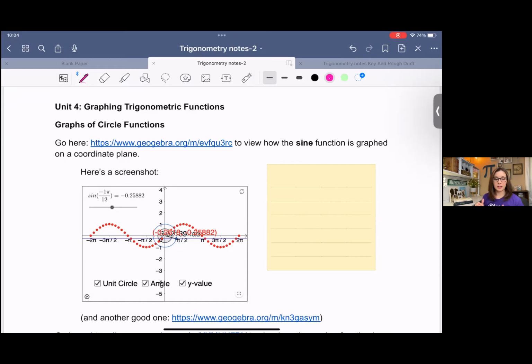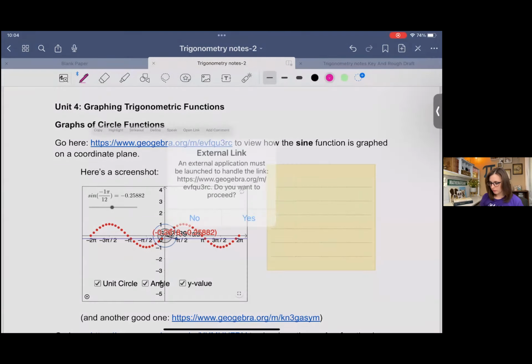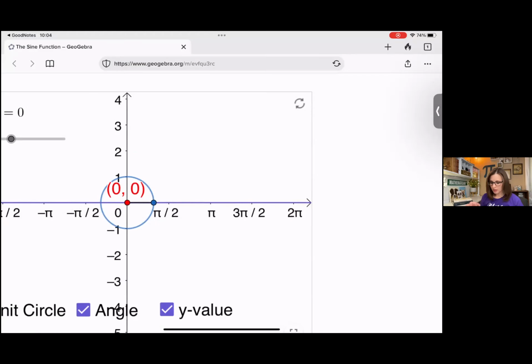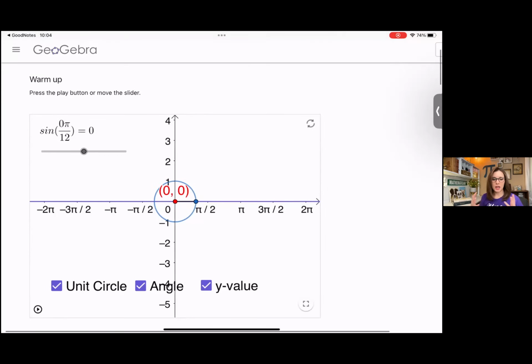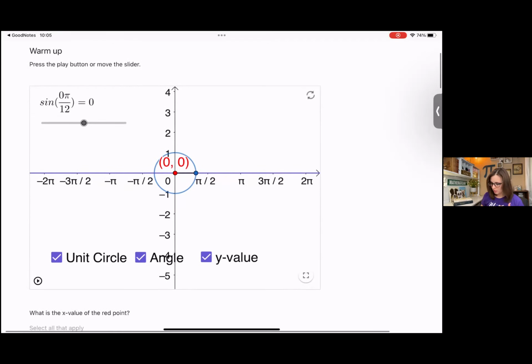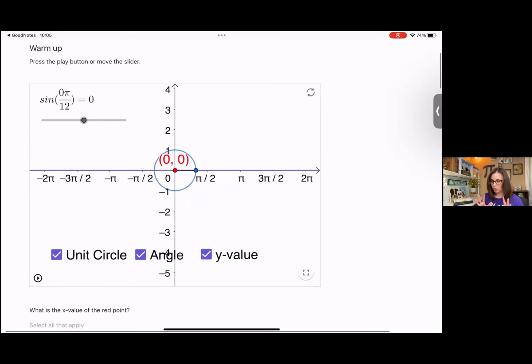So if you click on that link, it's going to take you to a website. And this is just an animation of the sine function being graphed. Just to get you oriented, in the center I have a circle, and that's representing the unit circle. And then behind it, we have a coordinate plane. On that coordinate plane, the x values are the angles measured in radians, and on the y-axis, we have the y values.